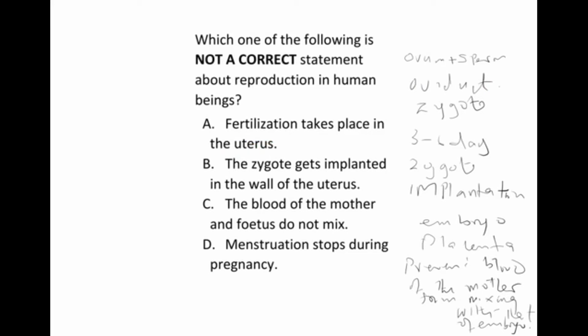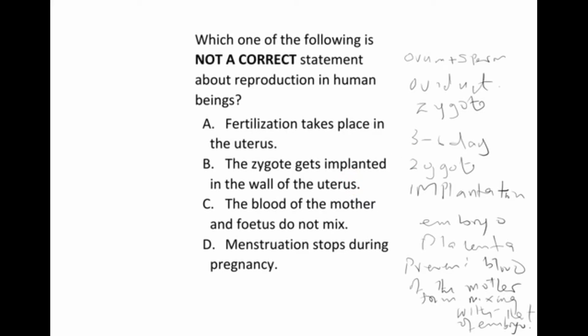B, the zygote gets implanted in the walls of the uterus. We have said now it takes 3 to 6 days for the zygote to attach itself in the upper uterine wall, and the process is called implantation. So from the word implantation we have implanted, so it implants itself in the walls of the uterus. That one is very much correct.